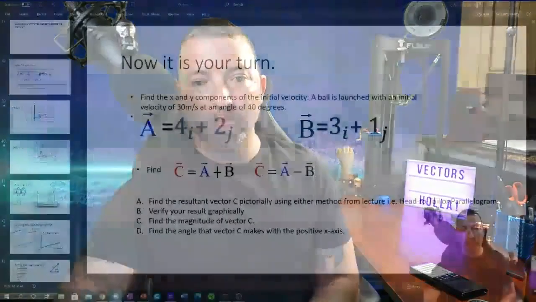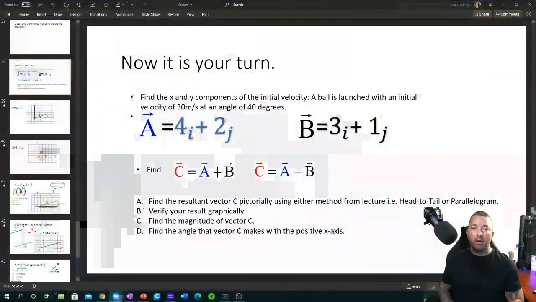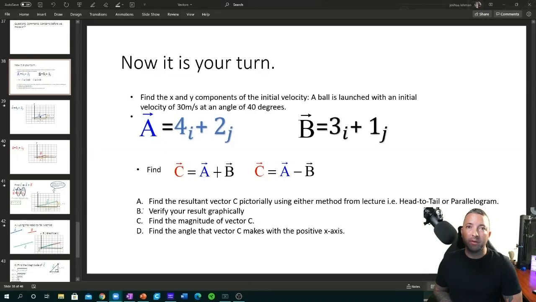Problem. So what are we asked to do? We are given vector A, which is 4i plus 2j. We are given vector B, which is 3i plus 1j. And we want to find your resultant vector C of A plus B.